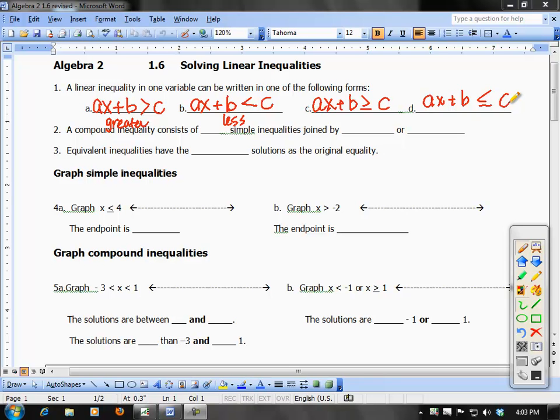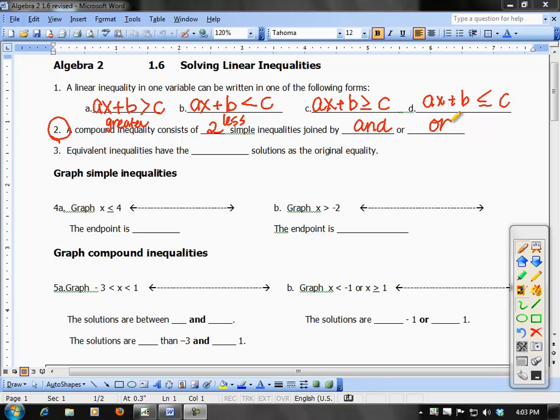Now, a compound inequality has two options. When you're looking at this, and this is super important, we're going to talk about it as we go through. You have an and inequality and an or inequality. I'm going to talk about those when we talk about multiple inequality signs at one time.